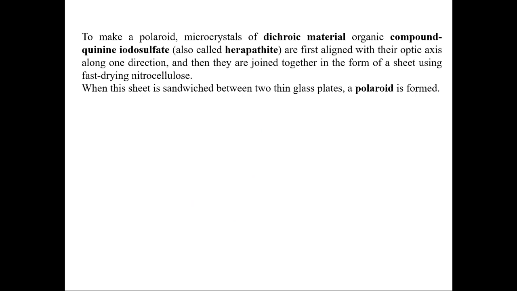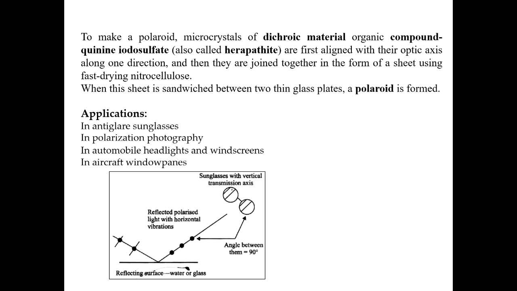So, to make a polaroid, microcrystals of any dichroic material are first aligned with their optic axis along one direction, and then they are joined together in the form of a sheet using a fast-drying material. When the sheet is sandwiched between two thin glass plates, a polaroid is formed. In the examples, you have already seen the applications in polarization photography. There can be many applications of polaroids.